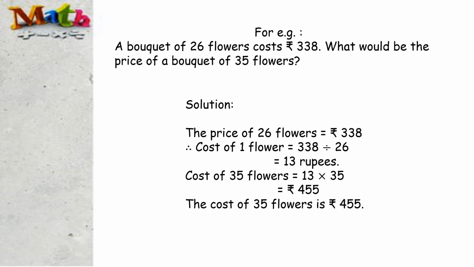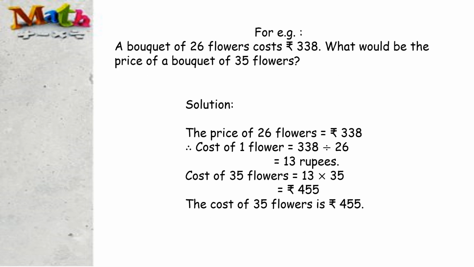So here we have to find the price of one flower, just one flower, and then we have to multiply with 35 flowers. So let's find it. The price of 26 flowers is rupees 338. Cost of one flower will be 338 divided by 26. Always remember, when we have to find value of one thing, we have to divide, and when we need to find value of many things, we need to multiply. So here I am finding the cost of one flower. I am dividing 338 by 26.